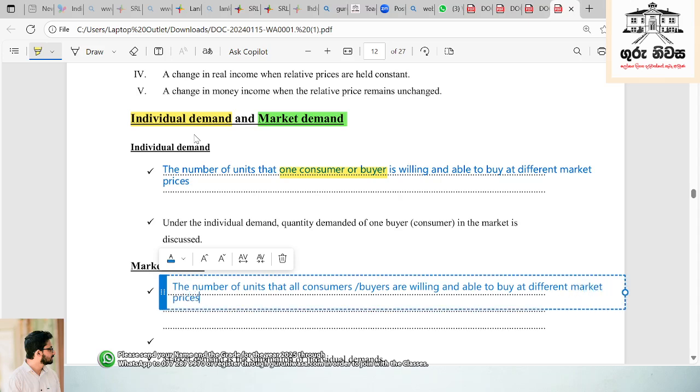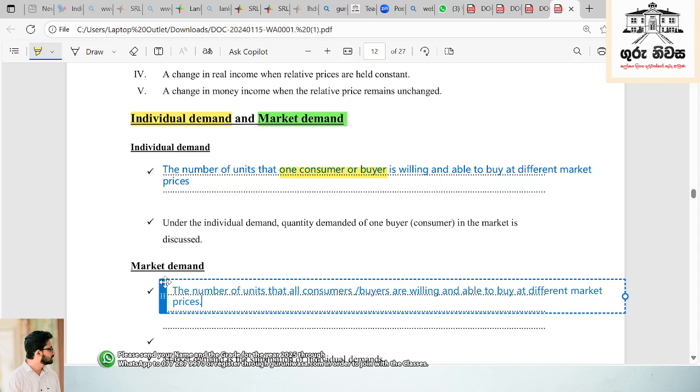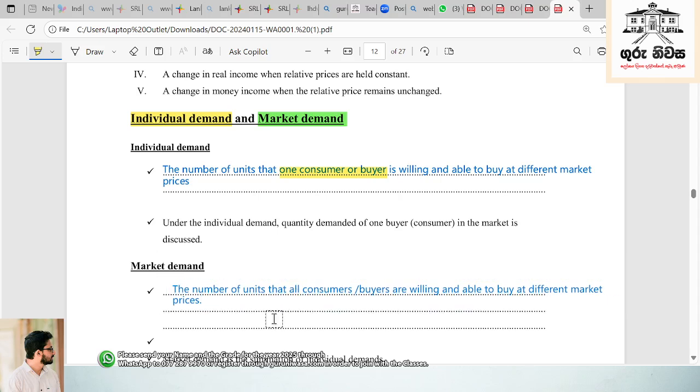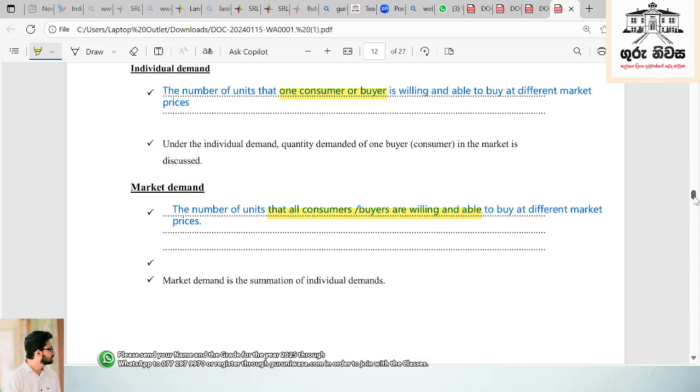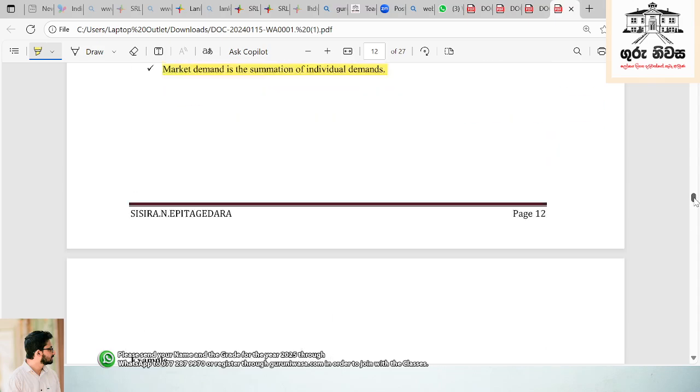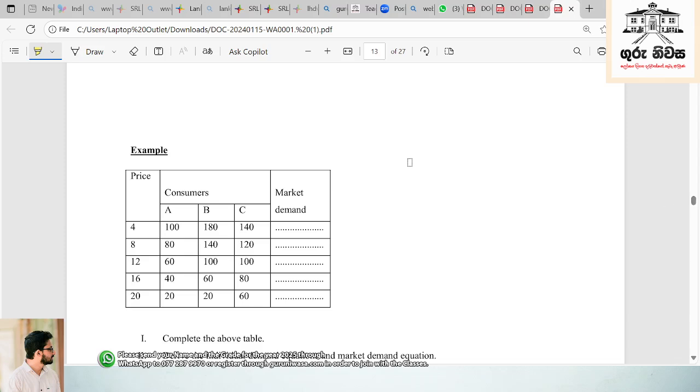Highlight all consumers. That is the key word. Number of units that all consumers are willing and able to buy. Next point is market demand is a summation of individual demands. That's very simple. If you want to calculate market demand, you need to add all individual demands together. Right, there's a table example. I'll complete the example on the board.